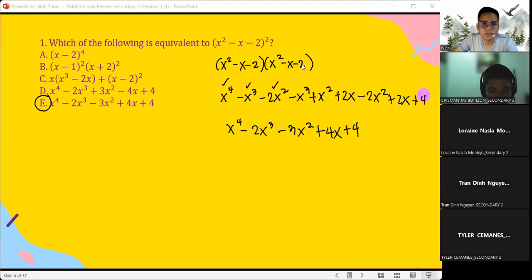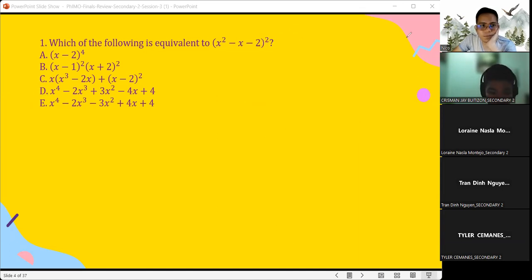Okay. So since I forgot to record, I'll show again the other solution. The answer here is letter E. You just simply need to distribute each here. Then after that, you distribute the other one here. Then after, you distribute the other one here. So let's proceed.